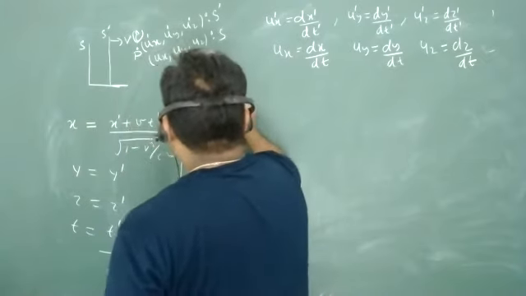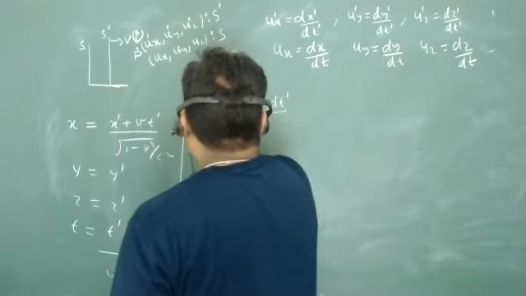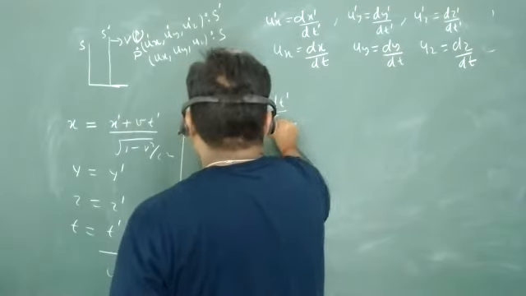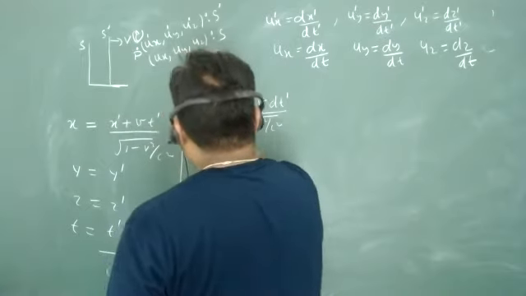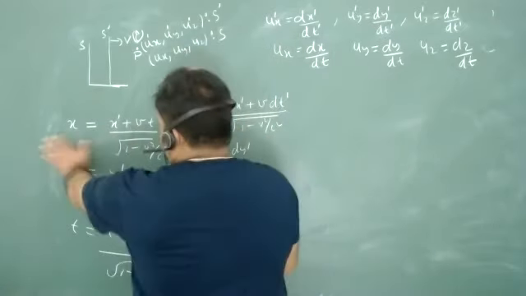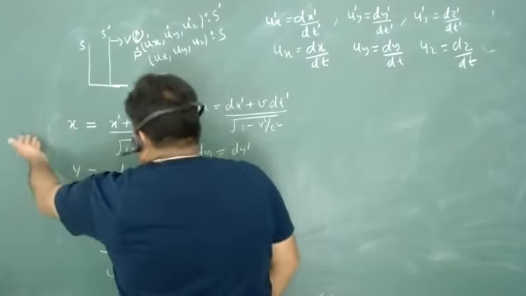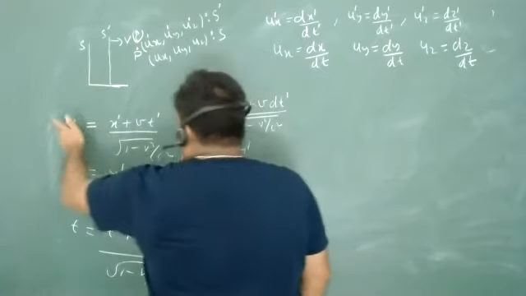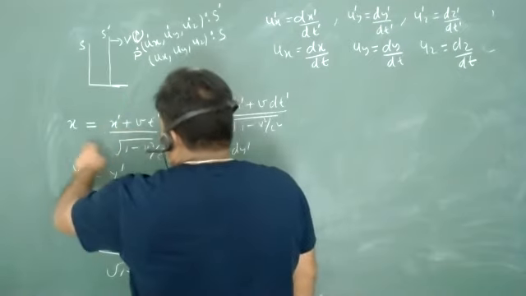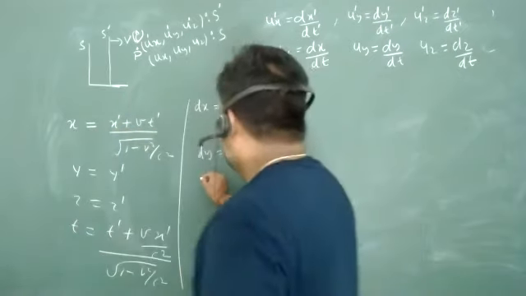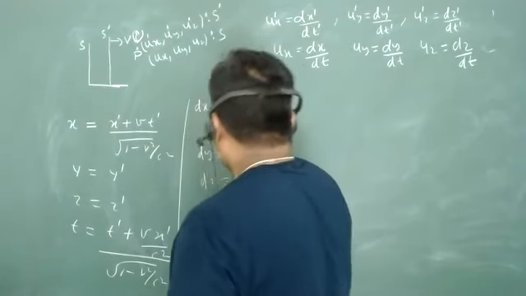dx is equal to (dx' plus v dt') divided by root under 1 minus v square upon c square. And we have dy is equal to dy'. I am just differentiating on both sides, taking the change in x on the left hand side. So similarly, this will be the dependent variable for x' and t', which are independent variables. And similarly, dz is equal to dz'.